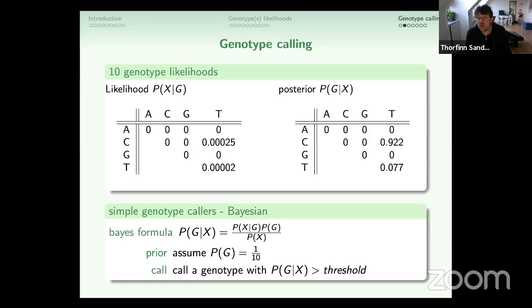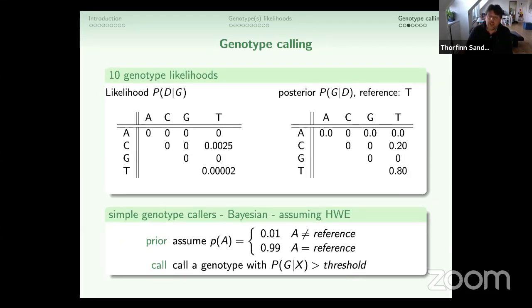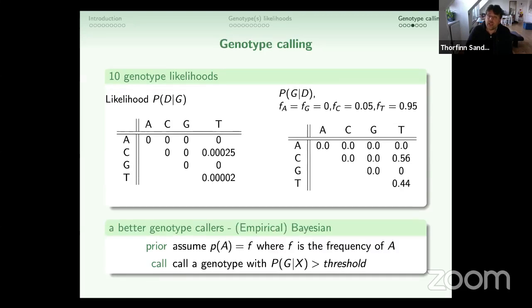genotype calling. You can, of course, if you have data from multiple individuals, start to do more elaborate things. You can start to calculate an overall allele frequency for the specific site, and then use that as a prior instead. That is a different approach. And if we use this approach instead, then we will still call the CT genotype, but the posterior probability would only be 0.56.